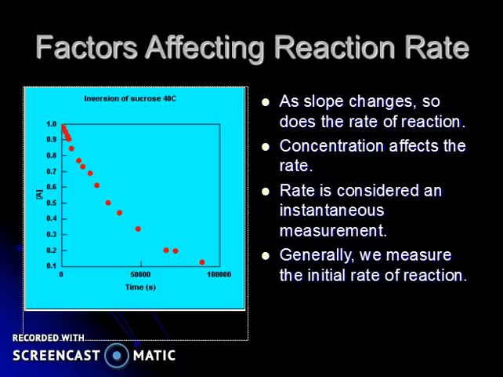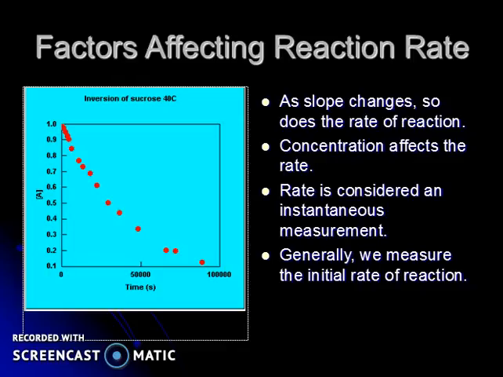Okay, so we can actually monitor the concentration versus time, and for a lot of reactions, you're going to see something like this. And if you'll notice, this is not a linear relationship. It's actually something a bit more exponential. So we can see then that the molarity is not changing at a constant rate.